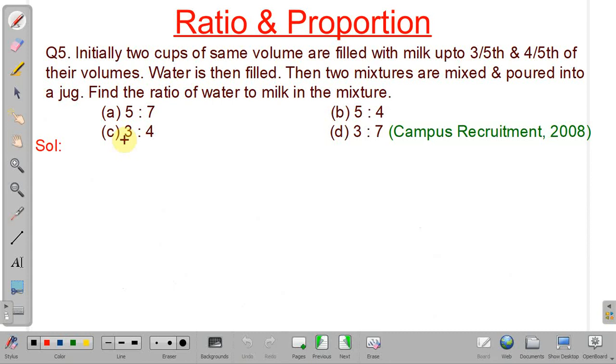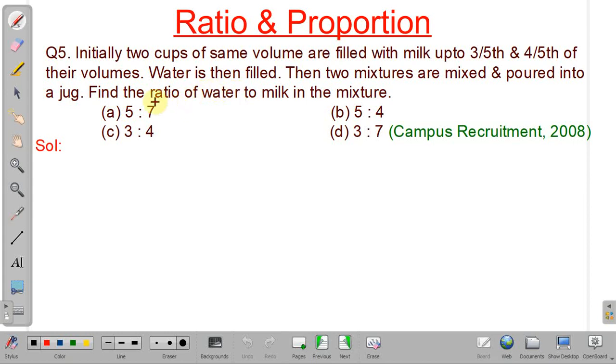See, in this problem what is given? There are two cups, each of the same volume, and the first cup is filled with milk up to 3/5 part, and the second cup is filled 4/5 part. Okay, so 3/5 of the first cup and 4/5 of the second cup contain milk, and water is poured into them, and both the cups get filled. And these two cups are then poured into a jug. So we have to find the ratio of water to milk in the mixture.